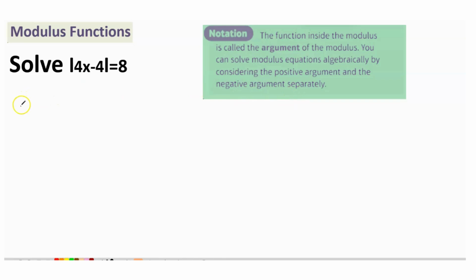So the positive argument then would be 4x minus 4 equals 8. And the negative argument would be minus 1 into 4x minus 4 equals 8. And we solve them separately. Let us solve. We add 4 both sides here, so we would have 4x then equals 12. So x here equals 3. We divide both sides by 4.